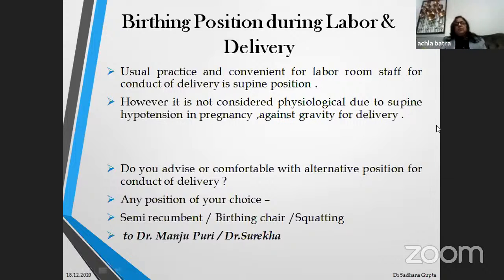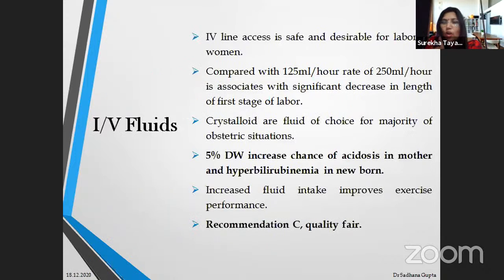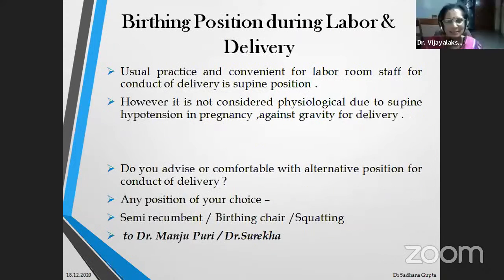Good point. There is no recommendation also, ma'am. The NICE guidelines also do not recommend any IV fluid. Correct. IV access is okay, but the NICE guidelines are not recommending routine IV hydration for women unless there is a need. That is the point. Dr. Manju, you wanted to say something, about birthing position, actually. Now we are already past that. Can I just make a point, Dr. Manju, with your permission?